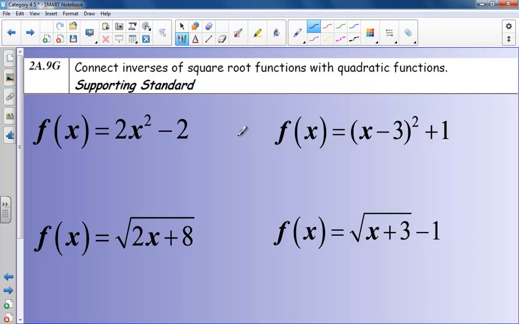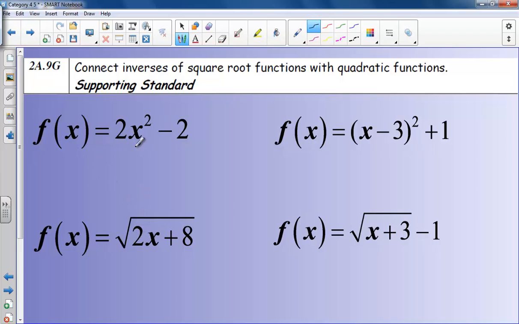Point 9G, connecting inverse of square root functions with quadratic functions. This has some restrictions in domain and range as well. So I'm going to work both directions. I'm going to start with quadratic and go to its inverse, which would be a radical. And I'm going to start with my radical, my roots, and find its inverse, which would be a quadratic.